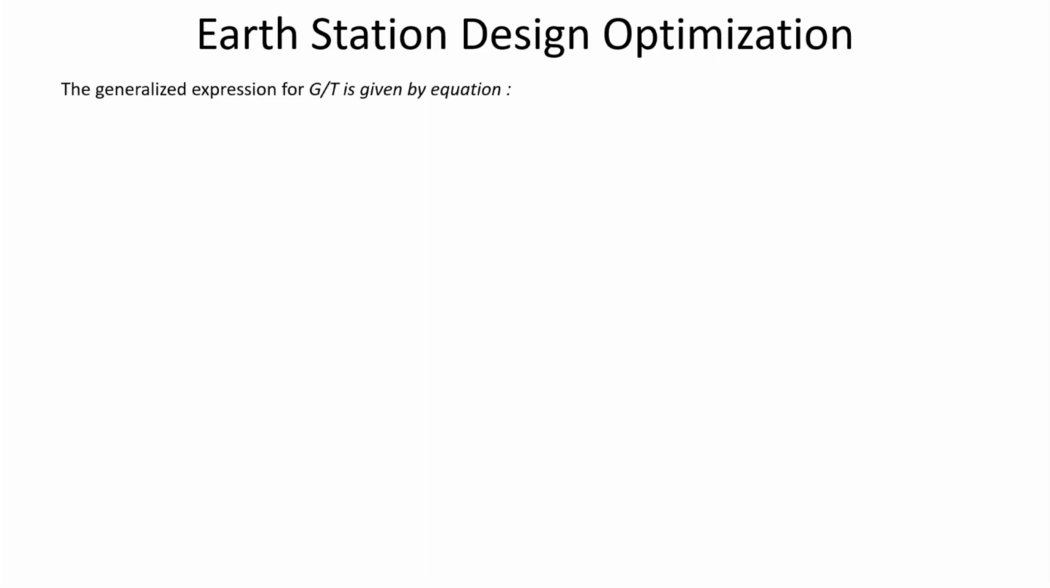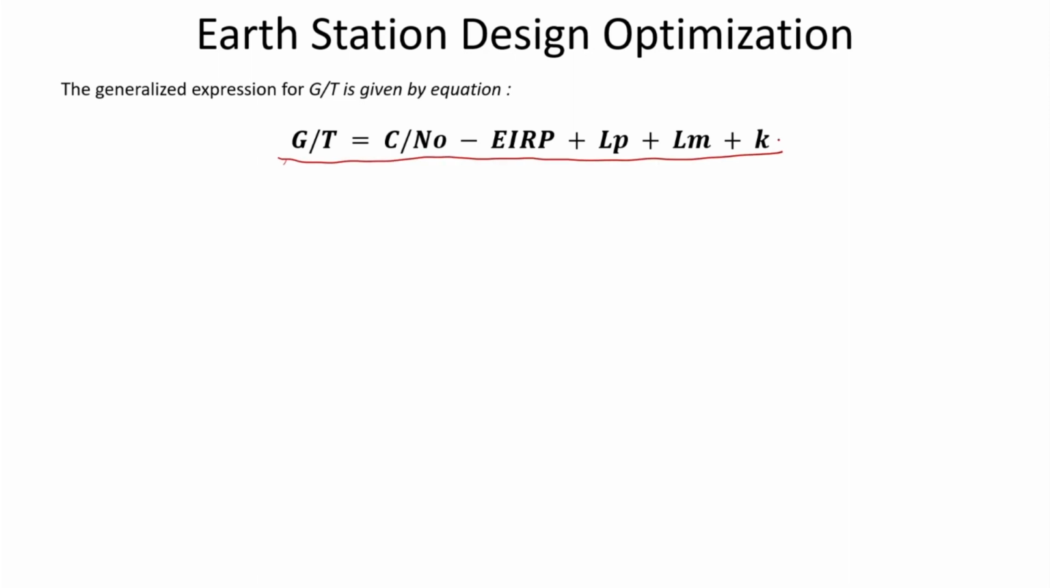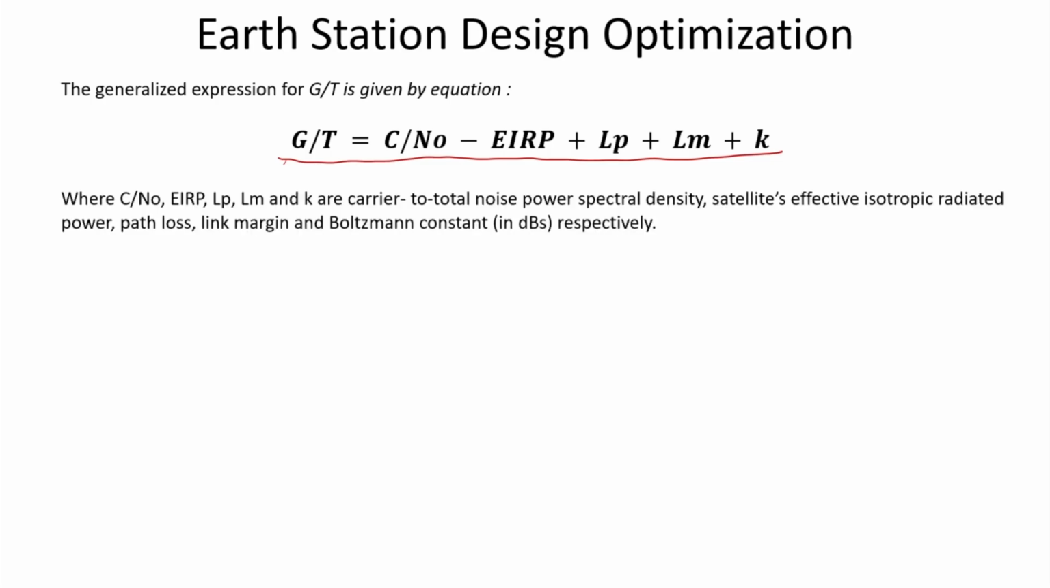Okay. So, now we will discuss how the G by T is estimated. This is the expression; we have not derived it, but it comes from the Friis transmission formula. When you have two antennas, transmitting and receiving, considering the transmitted power and the path loss, considering both ways, we can calculate the G by T using this expression.